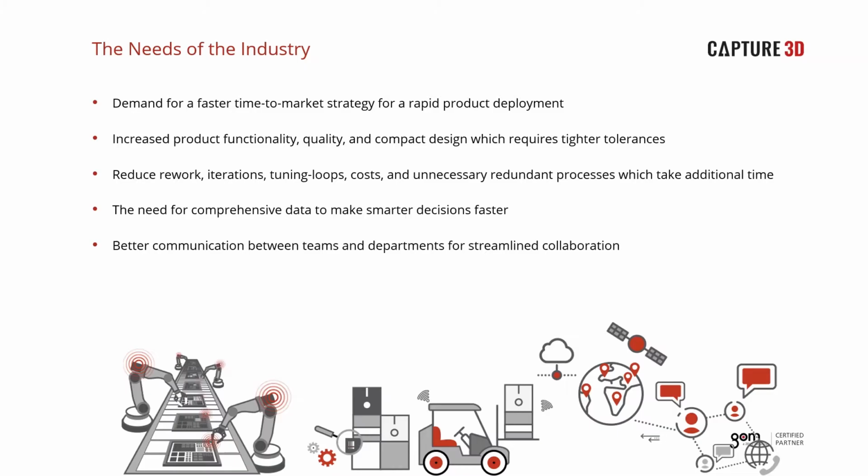industry. The needs of the industry can be broken down into 5 main points, and they are the demand for faster time-to-market strategies, increased product functionality, quality, and design, reduced processing and costs, which take additional time, and the need for comprehensive data, and last, better communication between teams and departments.